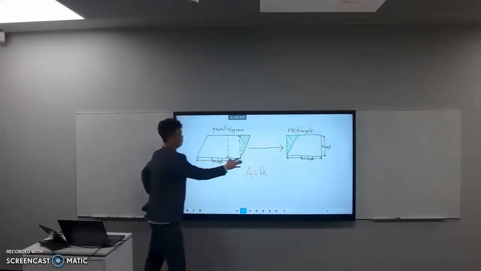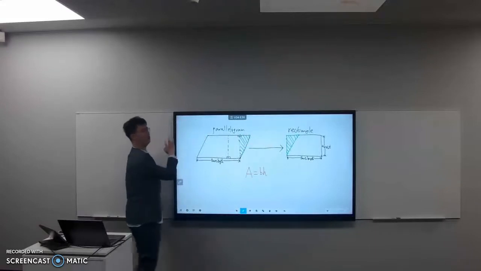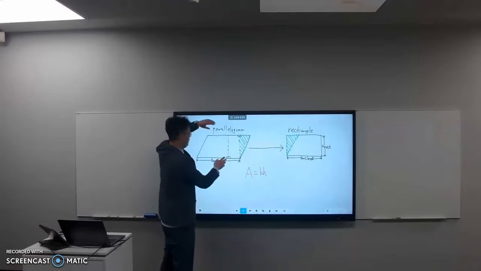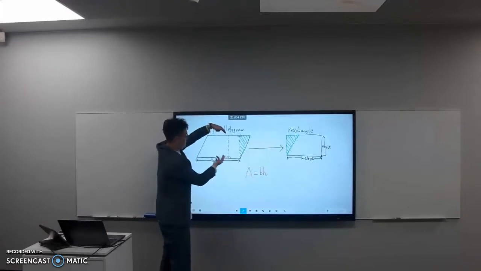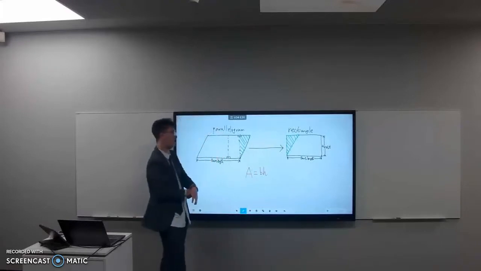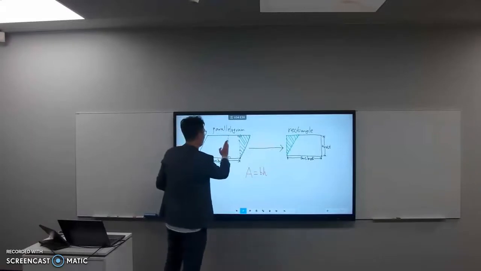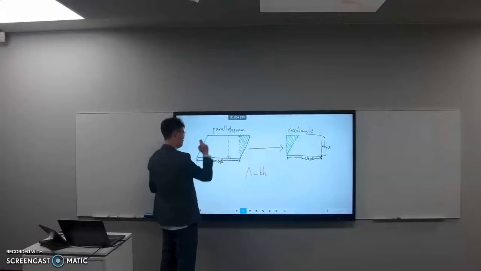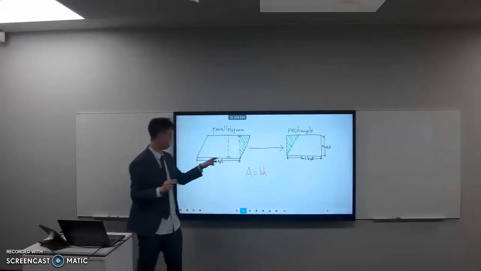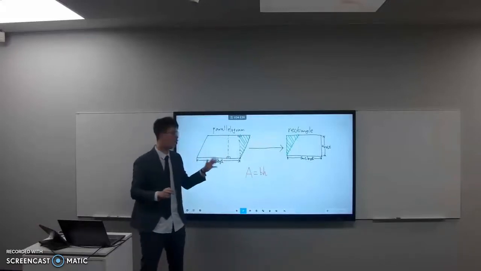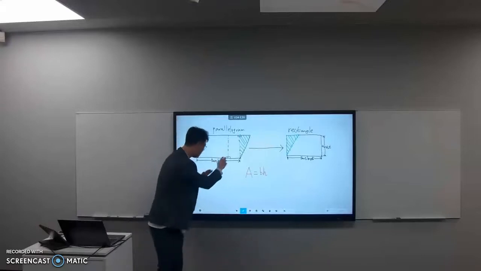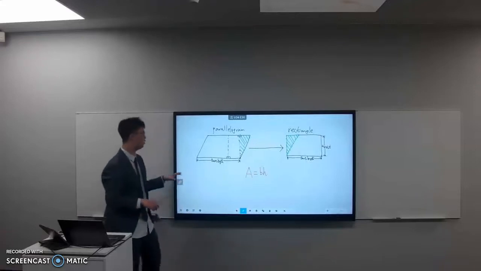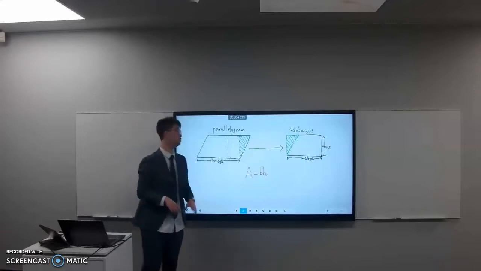This is called the base length, and this is called the height. What is the definition of the height? It is a line that joins both of the base lengths and is perpendicular, or forms a right angle, with the base length. That's the definition of the height of a parallelogram.